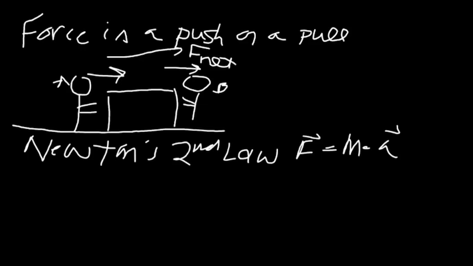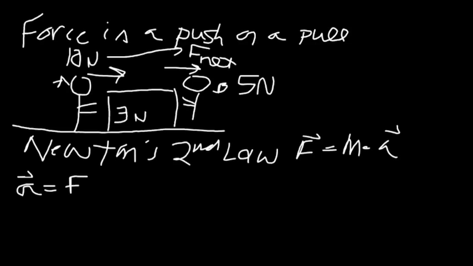And maybe we want to calculate the acceleration of this box. So let's say that person A is pushing with a force of 10 newtons, and person B is pulling with a force of 5 newtons. We want to solve for acceleration, and let's say this box has a mass of 3 newtons. First, let's start by solving for acceleration: acceleration equals the net force, with a little n for net, divided by the mass of the box.